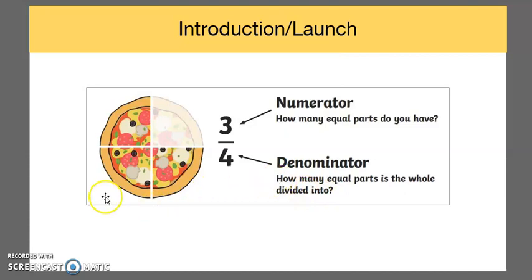So in this diagram, we see a picture of pizza. We see that there are 4 pieces: 1, 2, 3, 4. How many equal parts is the whole divided into? There are 4 pieces that it is divided into. The numerator, however, is how many equal parts do you have? I see that 1 piece is missing, and therefore I have 1, 2, 3. I have 3 pieces left. So therefore my fraction would be 3 out of 4, or 3/4 would be its name.